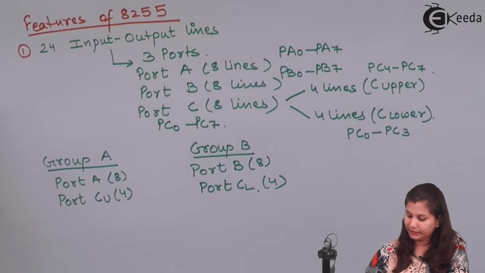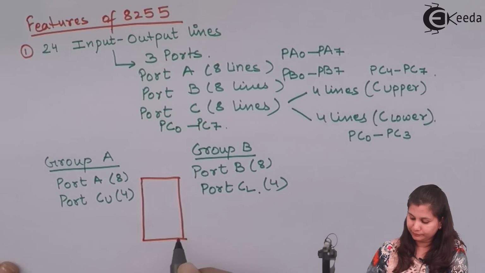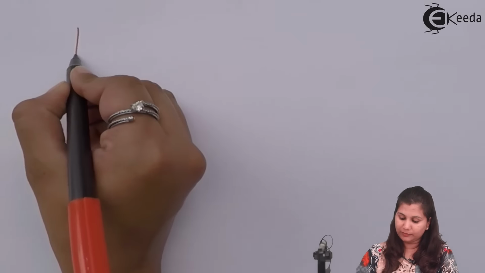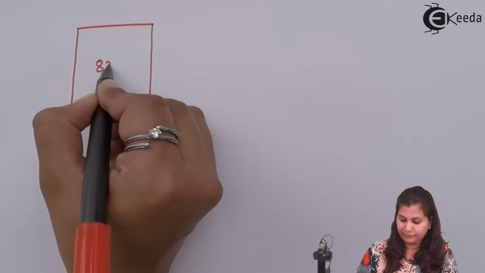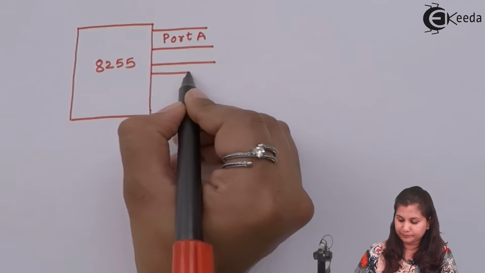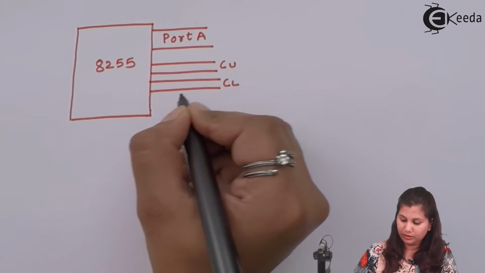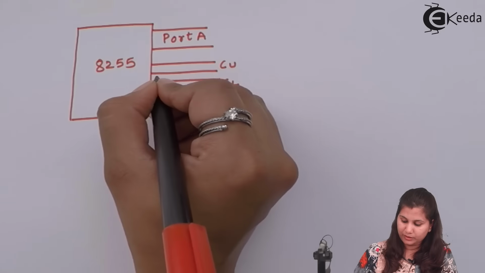If we draw the diagram for it, then it will be like we have the 8255. Let's draw it here. So if we draw the diagram for it, the ports, how we can describe it, we will have 8255, port A, this is C upper, C lower, and then port B, this is port C.